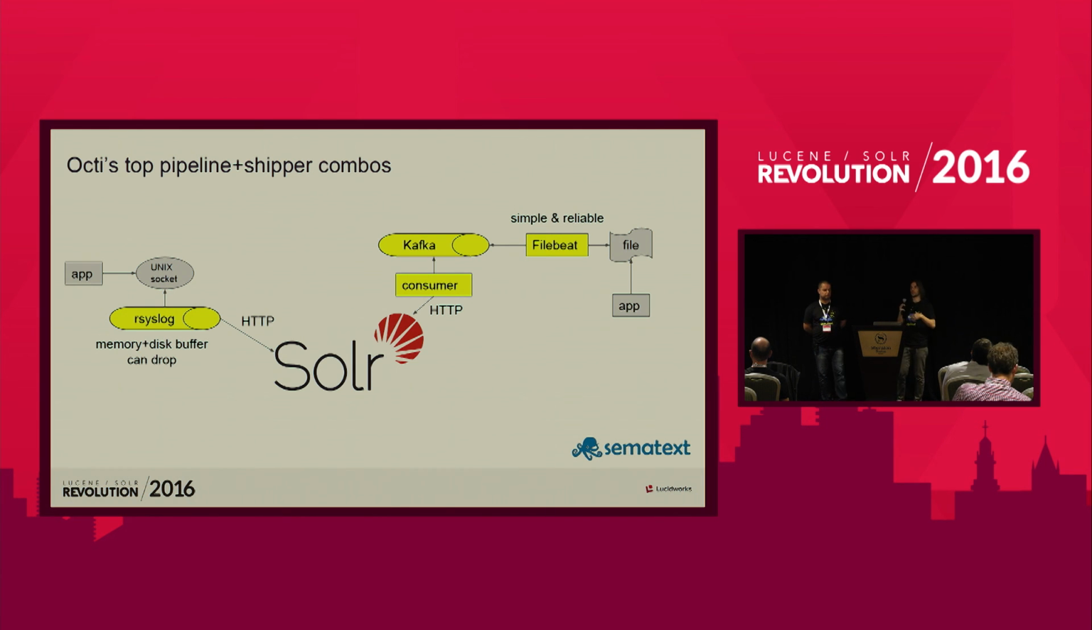Trying to summarize all these possible combinations, you can guess there are, I guess, hundreds. If you want something simple, you can just log to the local socket and have a lightweight log shipper like rsyslog do all the processing and the buffering for you, and then send data to Solr. If you want something more involved, then you can log to a file, have again a lightweight log shipper like Filebeat send data to Kafka, and then you can do all your stuff in a consumer or multiple consumers.